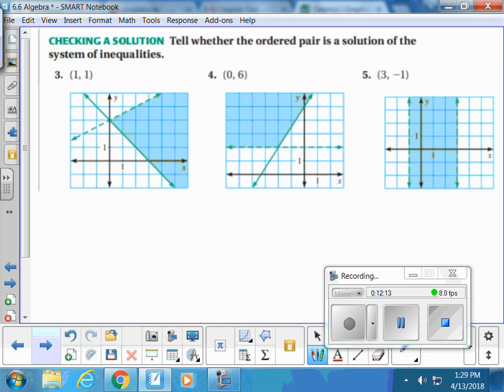Okay, let's kind of end our day with some yes and no questions. The question says, tell whether the ordered pair is a solution of the system of inequalities. So basically, you just look and see if that guy lives in the solution region. So is 1, 1 in the solution region? No. Is 0, 6 in the solution region? Close. Yeah, barely. And what about 3, -1?